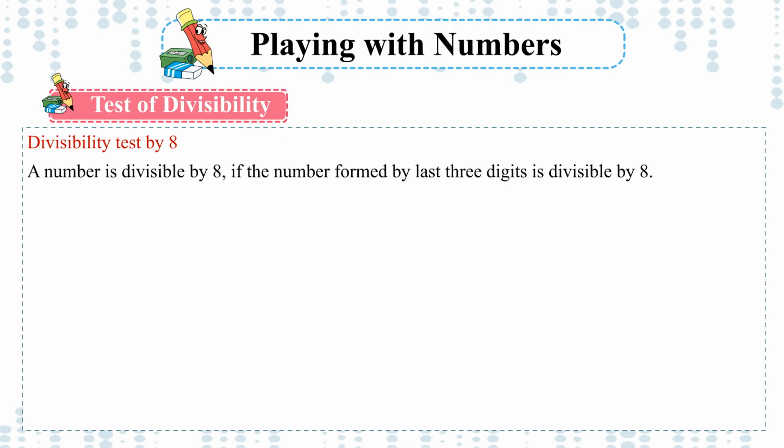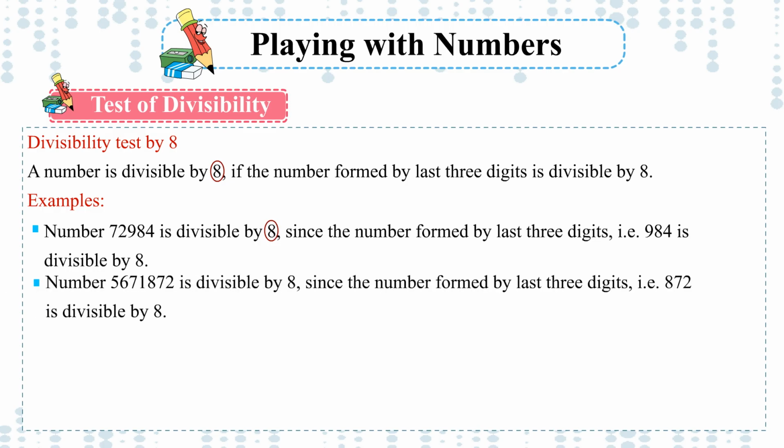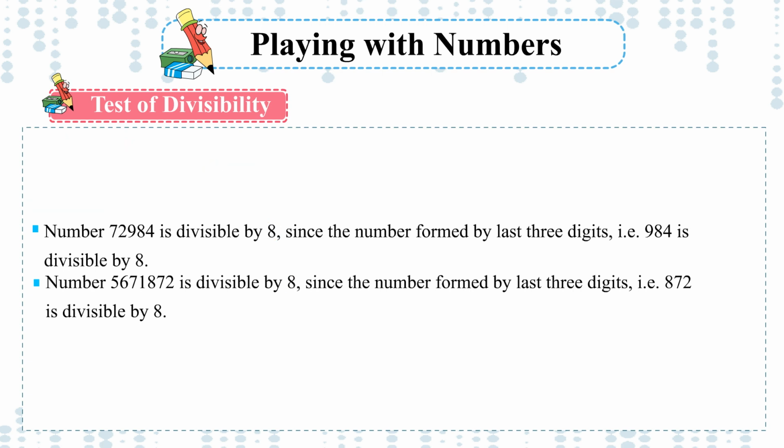Divisibility test by 8. A number is divisible by 8 if the number formed by the last 3 digits is divisible by 8. Examples. Number 72,984 is divisible by 8, since the number formed by the last 3 digits, that is 984, is divisible by 8. Number 56,70,1,872 is divisible by 8, since the number formed by the last 3 digits, that is 872, is divisible by 8.